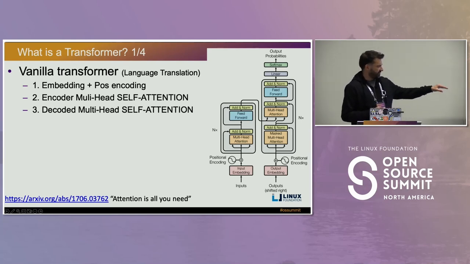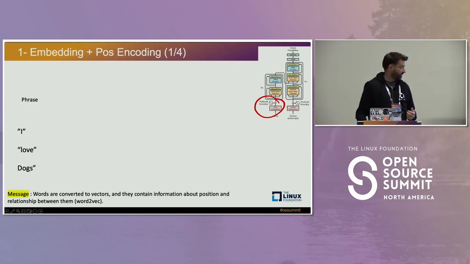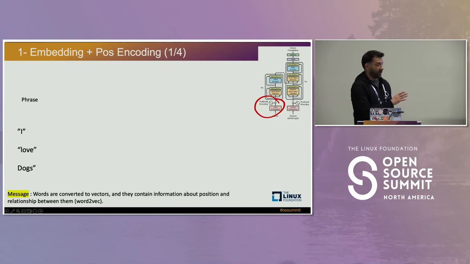Of course, you have a lot of different parts of the architecture, like a feed-forward layer and so on, but they're not relevant to the topic of time series, right? And just to explain, I will start with how the vanilla transformer was created, to give you an idea of how it works for text or language, and how we can adapt that for time series, right? So let's suppose that we have a phrase: I love dogs.